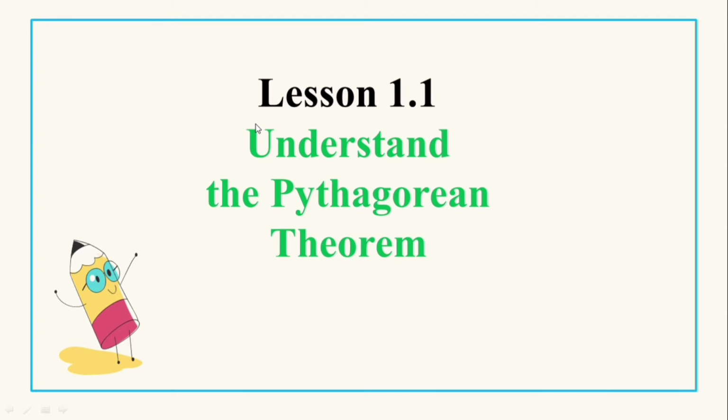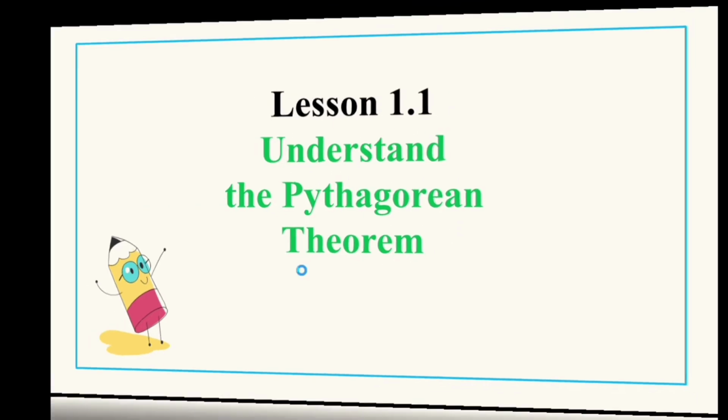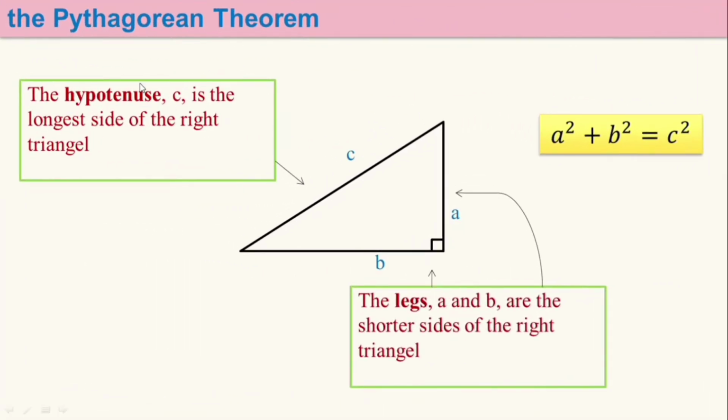Let's take a look at lesson 1.1. Understand the Pythagorean theorem. The Pythagorean theorem is an equation that you can use to find any missing side of a rectangle as long as you have two of the sides. So the theorem, the equation is a squared plus b squared equals c squared.